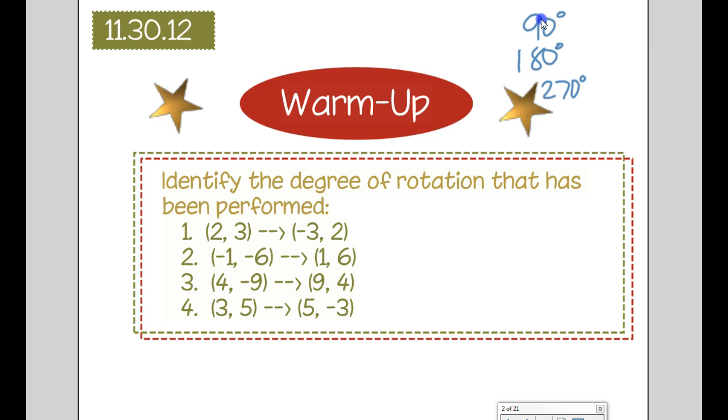See right there? So I need you to determine what has happened to that point. How many degrees that point was rotated. You have 2 minutes. Oh, let's do number 1 together.